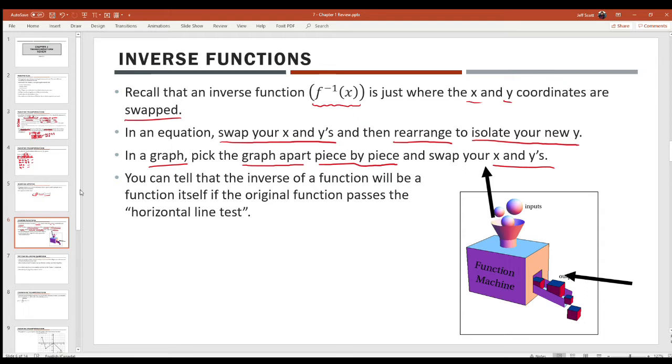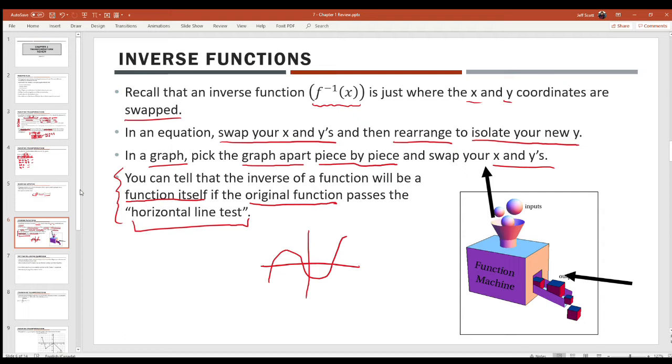One thing that was really important is you can tell that the inverse of a function will itself be a function if the original function passes something called the horizontal line test. This is basically where, let's say this was your graph, the horizontal line test says that if you draw a perfectly horizontal line anywhere on your graph, and it passes through the function more than once, then that means the inverse will not be a function.